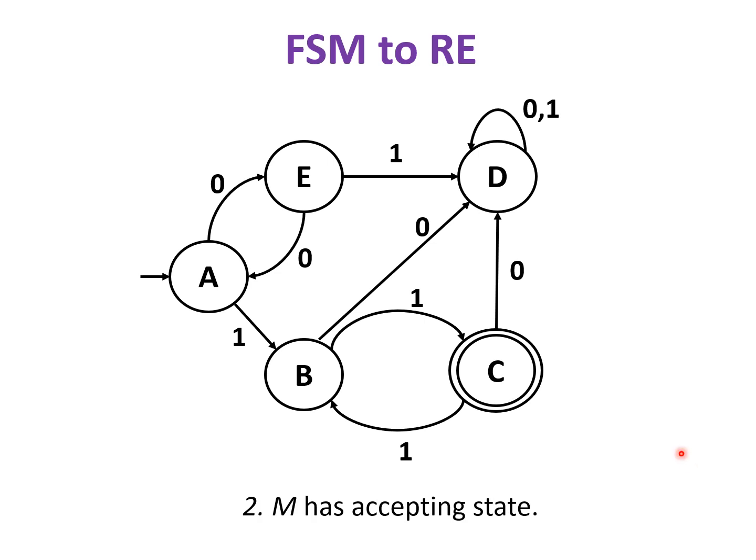The second step is, if the finite state machine doesn't have any accepting states, then it must halt and return the regular expression as null. Whereas this finite state machine has an accepting state, which is C.